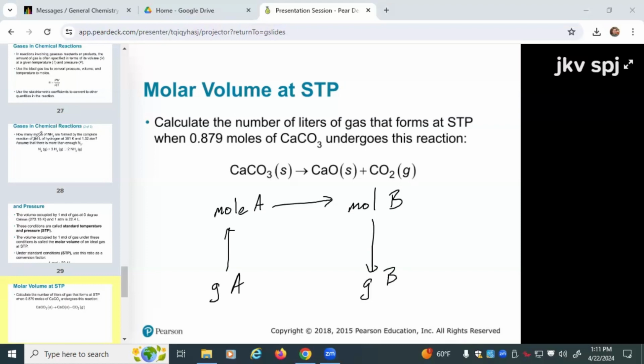Well, we're going to make a couple of modifications here based upon the problem itself. First of all, we aren't starting with grams of one substance, we're starting with moles. So that first calculation can go away. And the second calculation, instead of going from moles to grams, we're going from moles to liters because carbon dioxide is a gas, and it's easier to measure the volume of a gas than its mass.